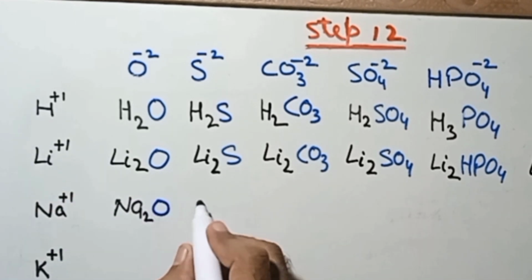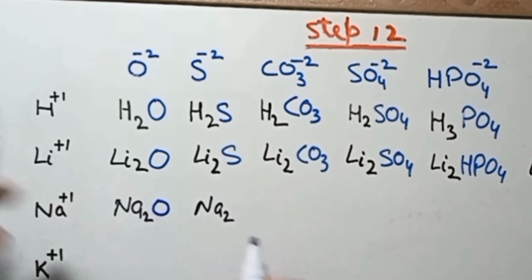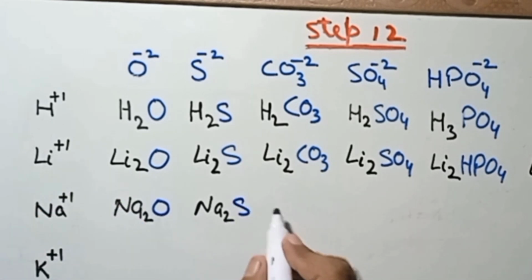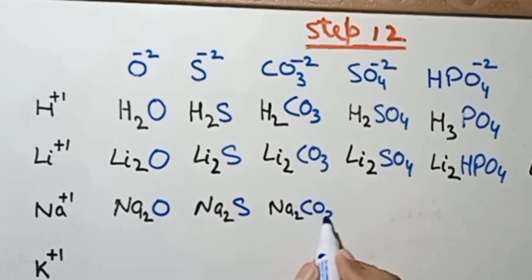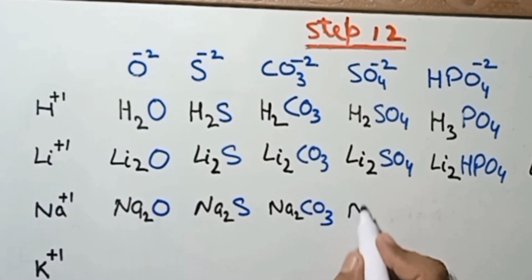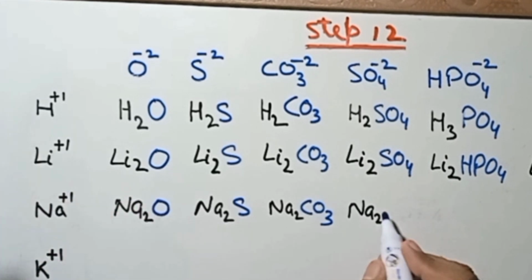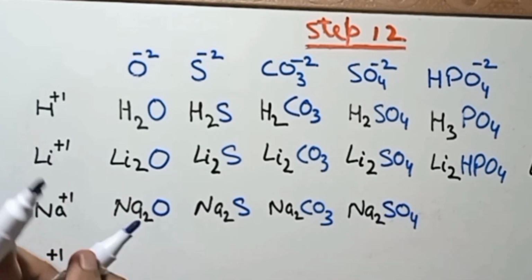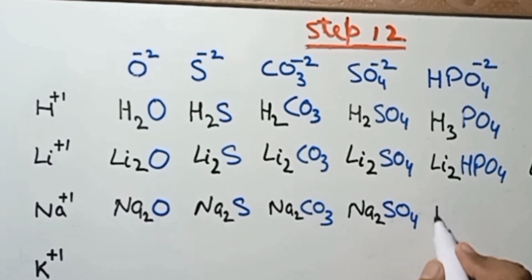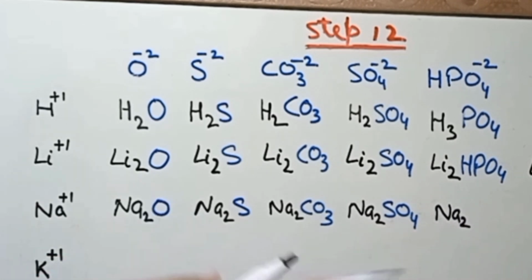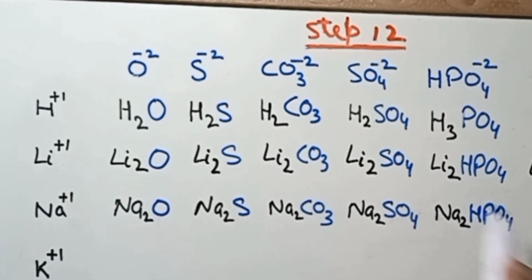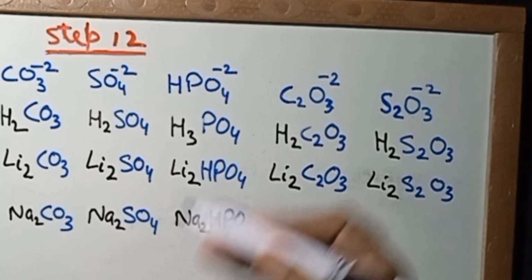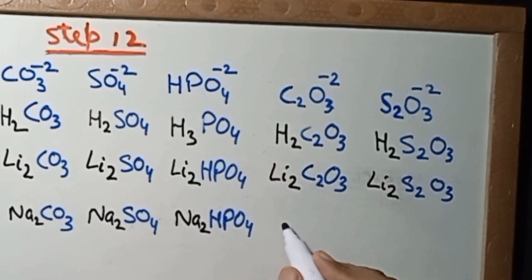For sodium, you will write Na2O, sodium oxide. Na2S, sodium sulfide. Na2CO3, sodium carbonate, a well-known compound. Na2SO4, sodium sulfate, a well-known compound. Na2HPO4, sodium biphosphate or sodium hydrogen phosphate. Both chemical names are used.